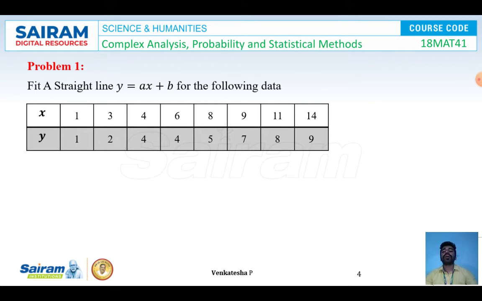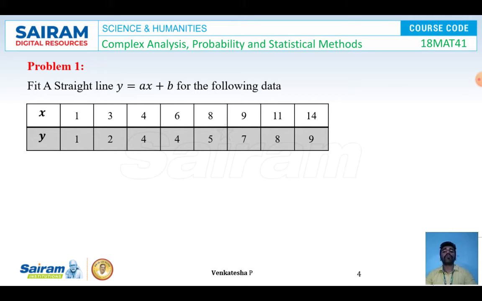Problem number 1. Fit a straight line y = ax + b for the following data. X is given as 1, 3, 4, 6, 8, 9, 11, 14 and y is given as 1, 2, 4, 4, 5, 7, 8, 9. So now I am going to fit a straight line from the given data.